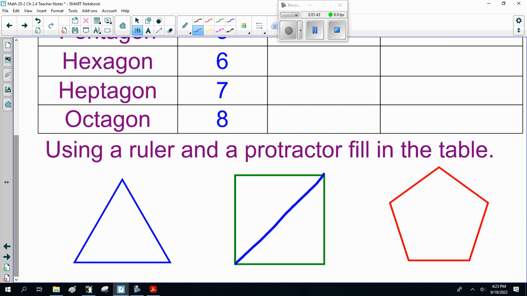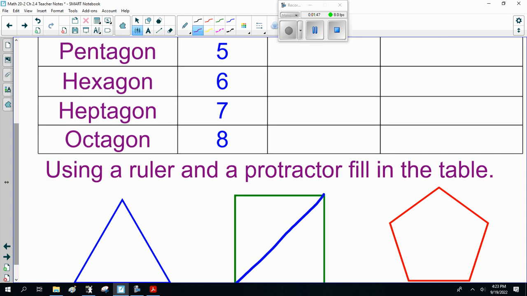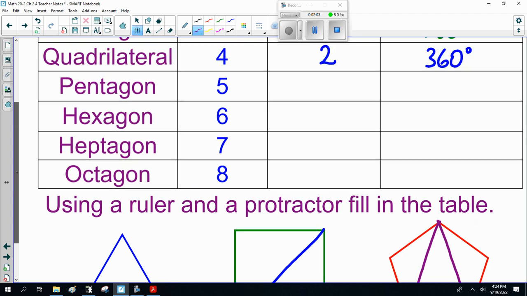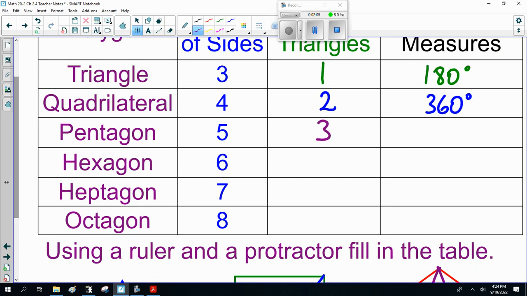Now, the next, a pentagon, is 5-sided. So choose a point and connect the dots, draw a line, dividing it up into triangles. Yes, you can divide it up into more triangles, but what's the minimum number? 3. So that's 3 triangles, 3 times 180, 540 degrees. Okay, so there's a pattern forming here.